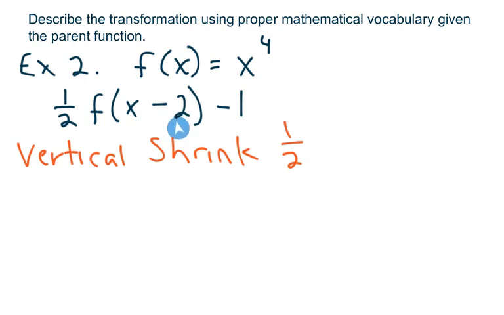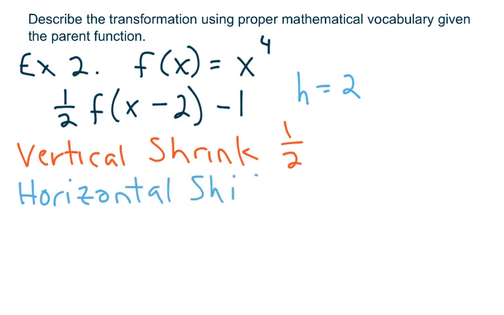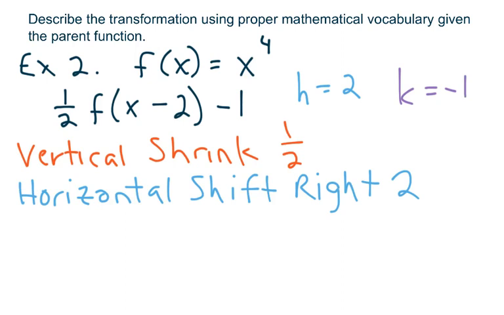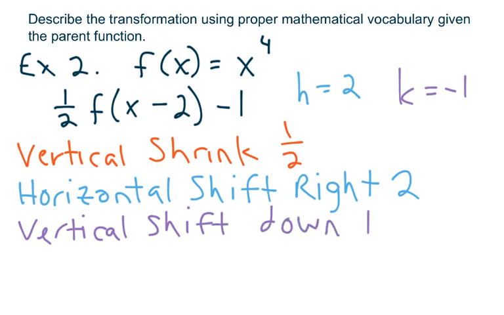And then we go to the next one. So this right here, remember I said we take the opposite. So our h is actually a positive 2, not a negative 2. So since our h is positive, we have a horizontal shift to the right. And we'll write right 2. And then our last one is this negative 1. And the negative 1 is, well, just a negative 1. Our k is a negative 1. So it's a vertical shift down 1.